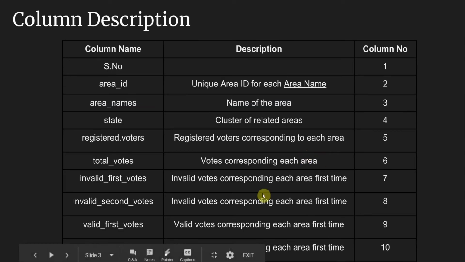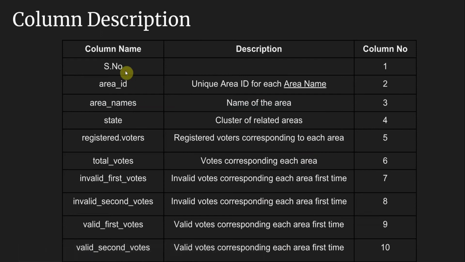So here are the columns of our dataset: serial number, area ID, which includes a unique ID for each area, area names, the name of each area, state, which is the cluster of areas, registered voters, the number of registered voters in each area, and total votes.